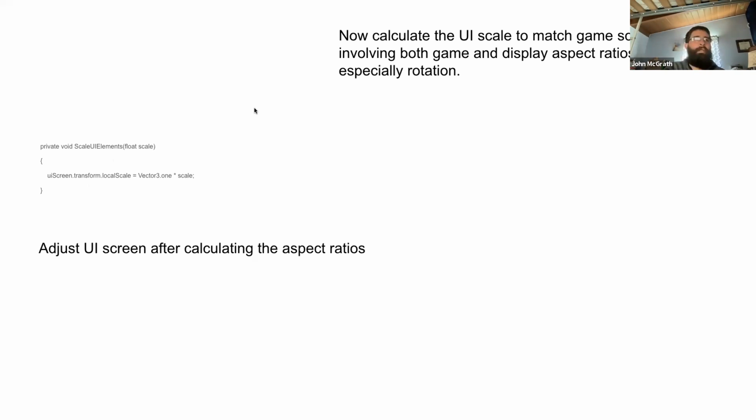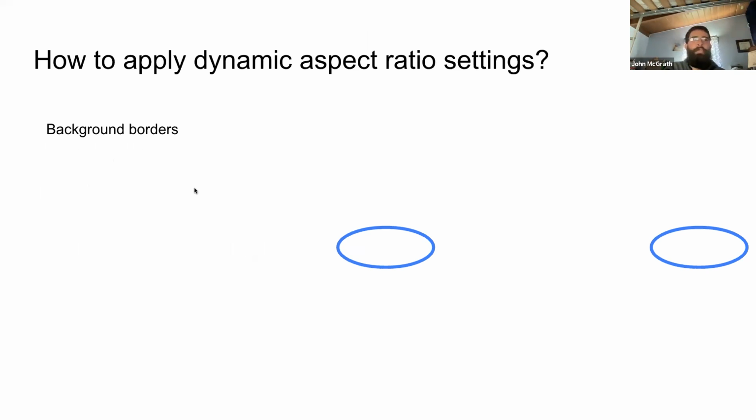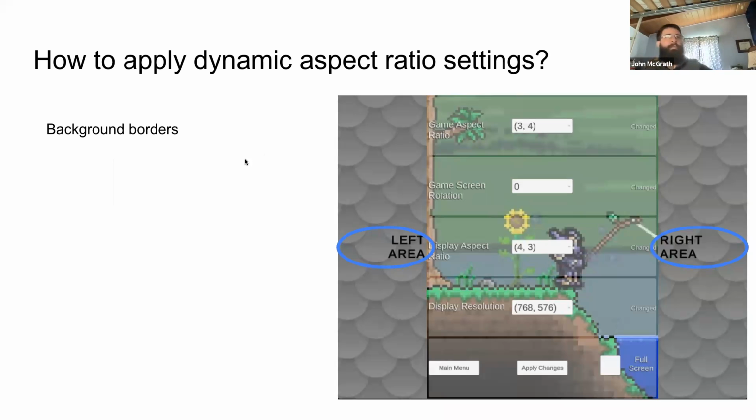And now that we covered all the parts of adjusting the game screen aspect ratio, one step to polish the dynamic aspect ratio is utilizing UI elements at the borders to demonstrate great potential in dynamic aspect ratio UI design. See the background borders and there's sample UI. I'll show you how it's done.